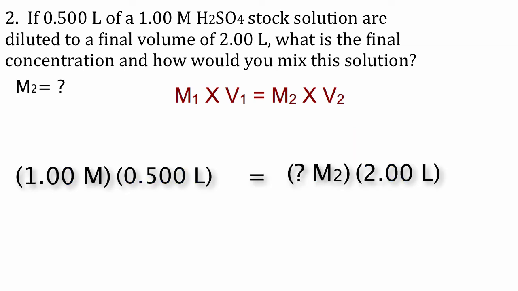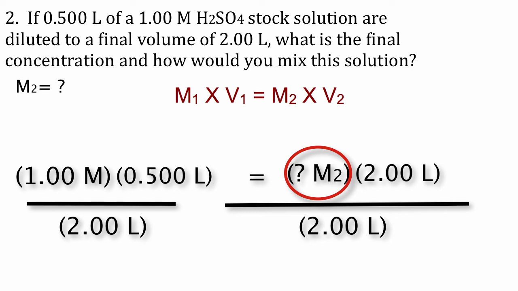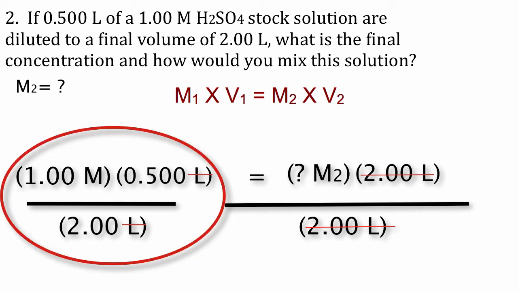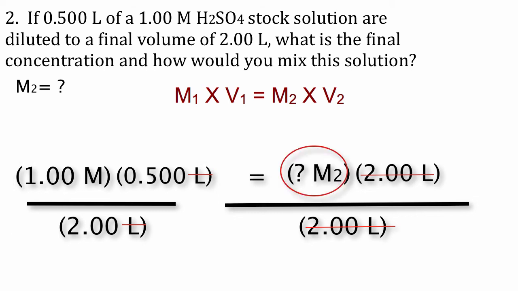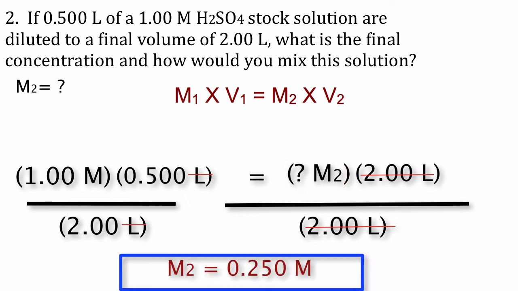In order to solve for our final concentration, M2, we need to divide each side by 2.00 liters. This allows units of liters to cancel out, and we are left with the final concentration in molar to be equal to 1.00 times 0.500 divided by 2. Because our units of volume cancel out, we are left with units of molar. So the final concentration is 0.250 molar.